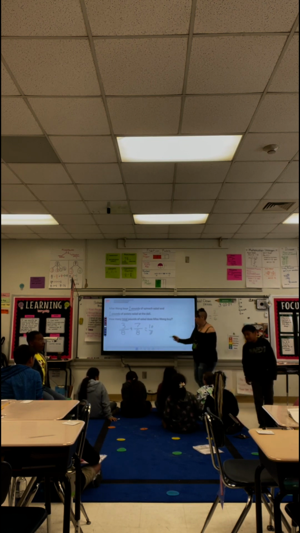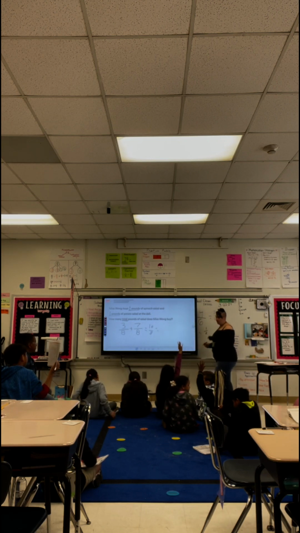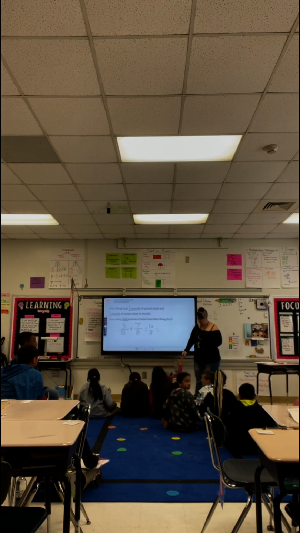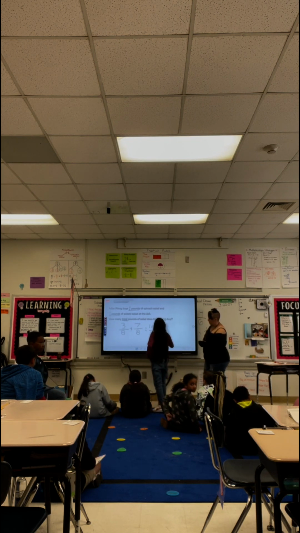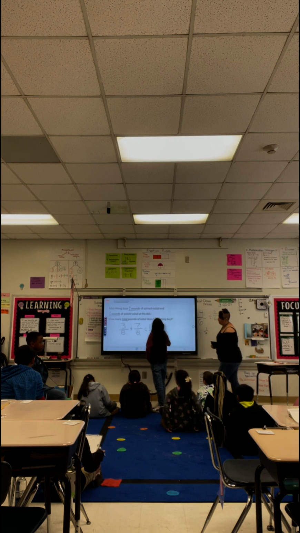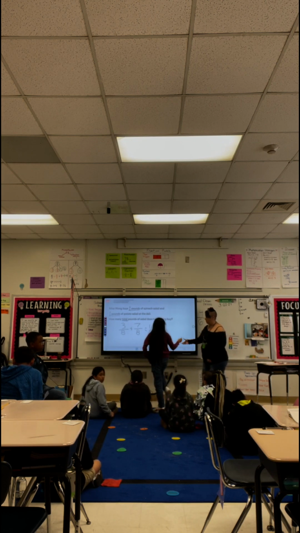If we turn it into a mixed number, how do we do that? 8 goes 1 time into 10. And then the leftovers is 2, so it's 1 and 2/8. Good job.